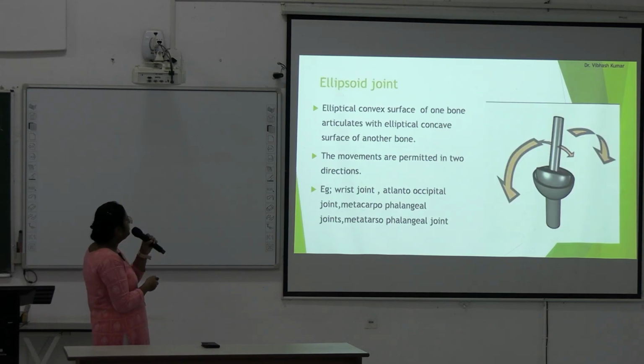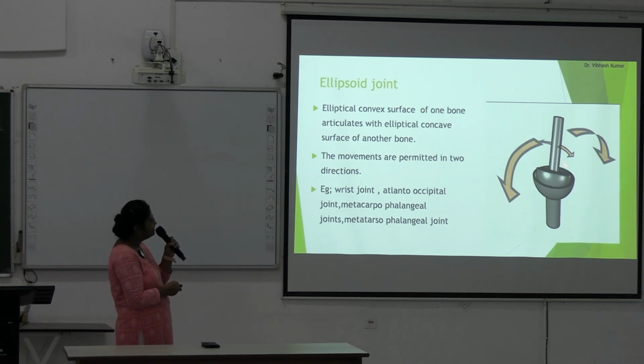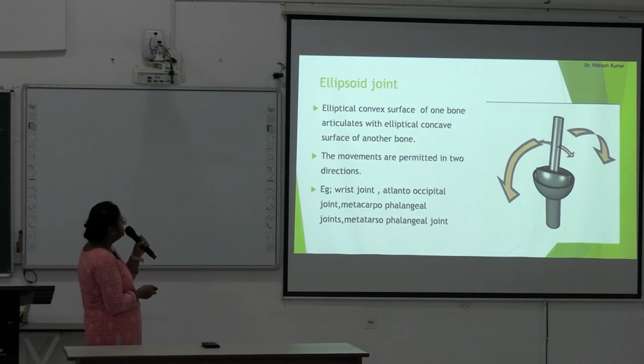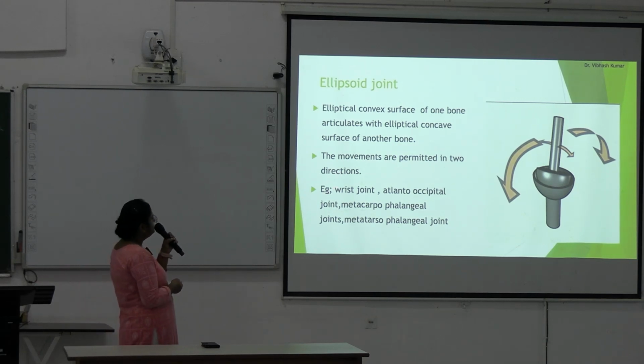Next is the ellipsoid joint. See here, this is the elliptical convex surface of one bone, which articulates with the elliptical concave surface of another bone, and movements are permitted in two directions. Examples are the wrist joint, atlanto-occipital joint, metacarpophalangeal joints and metatarsophalangeal joints. These are examples of this ellipsoid joint.